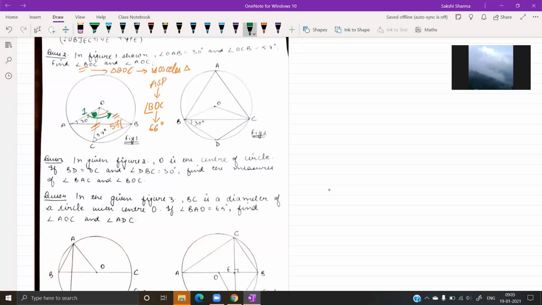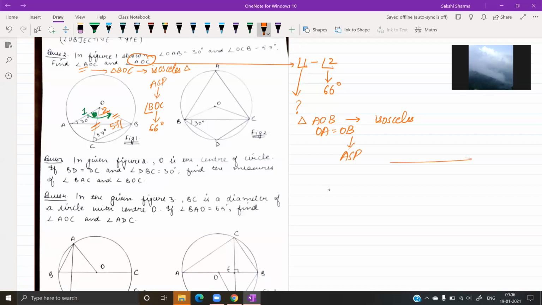Angle AOB, let's say it's angle number 1, and BOC is angle number 2. So the value of angle AOC will be angle 1 minus angle 2. Angle 2 you have already found, 66 degrees. You have to find angle 1, and for that we will consider triangle AOB. Similar concept, AOB is isosceles because OA and OB are the radii of the circle. These two will be equal, and then you can apply the angle sum property. You have this triangle forming.